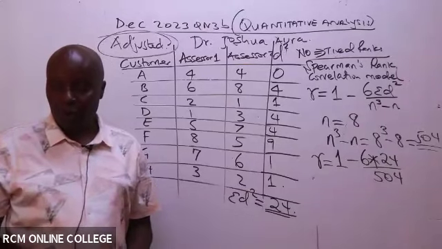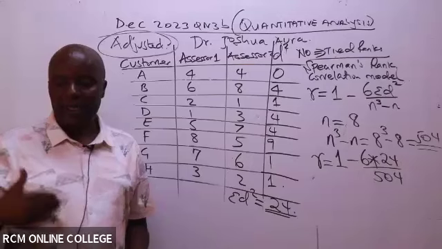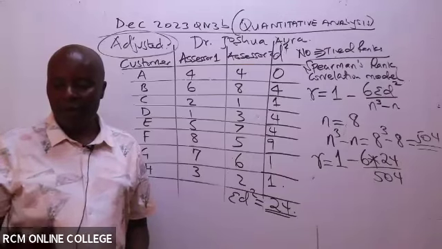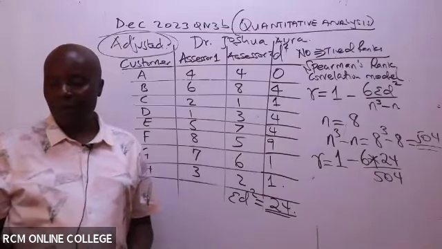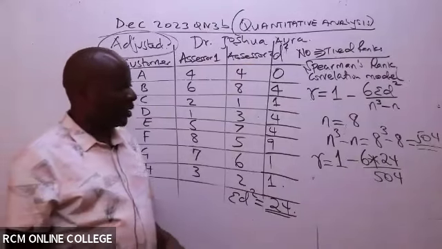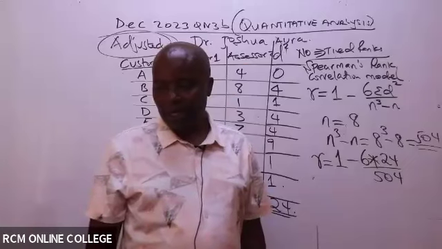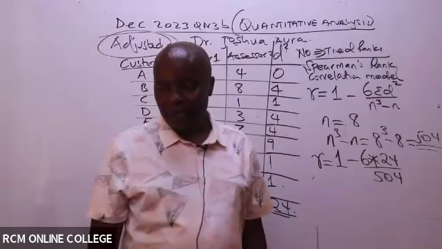So here you have to really go slowly. You say 1 minus 6 times 24 divided by 504, and then you give us this R.